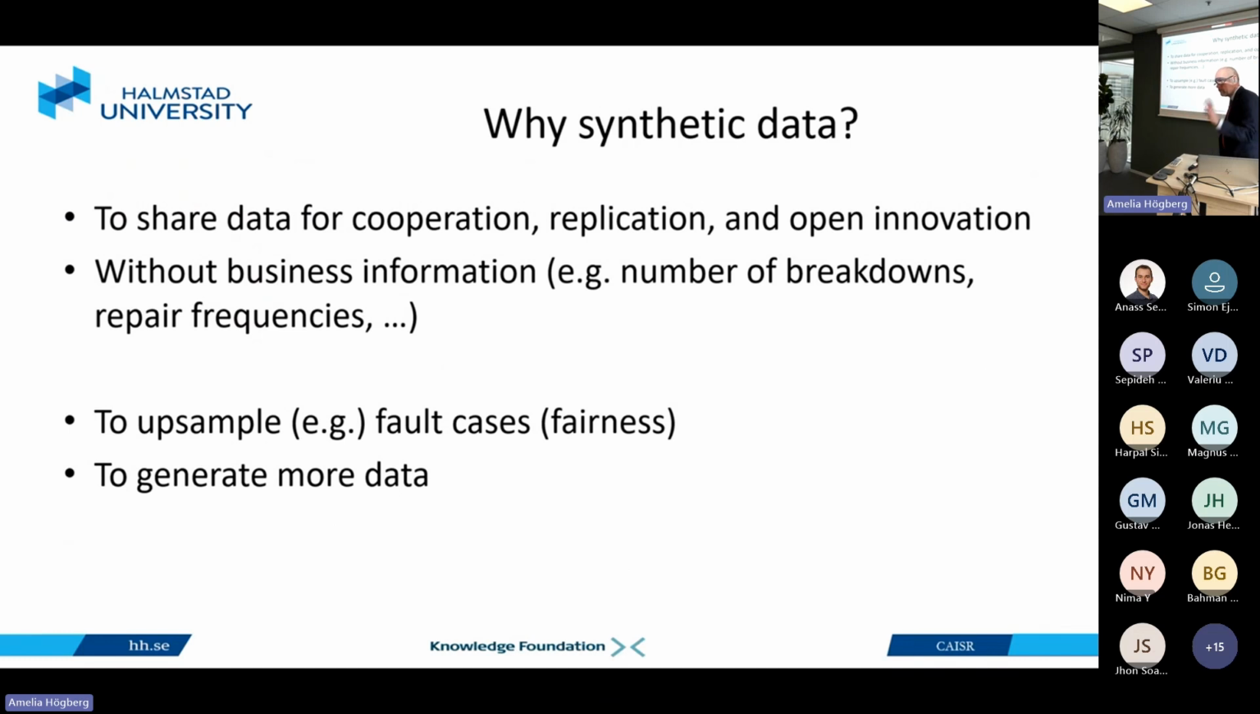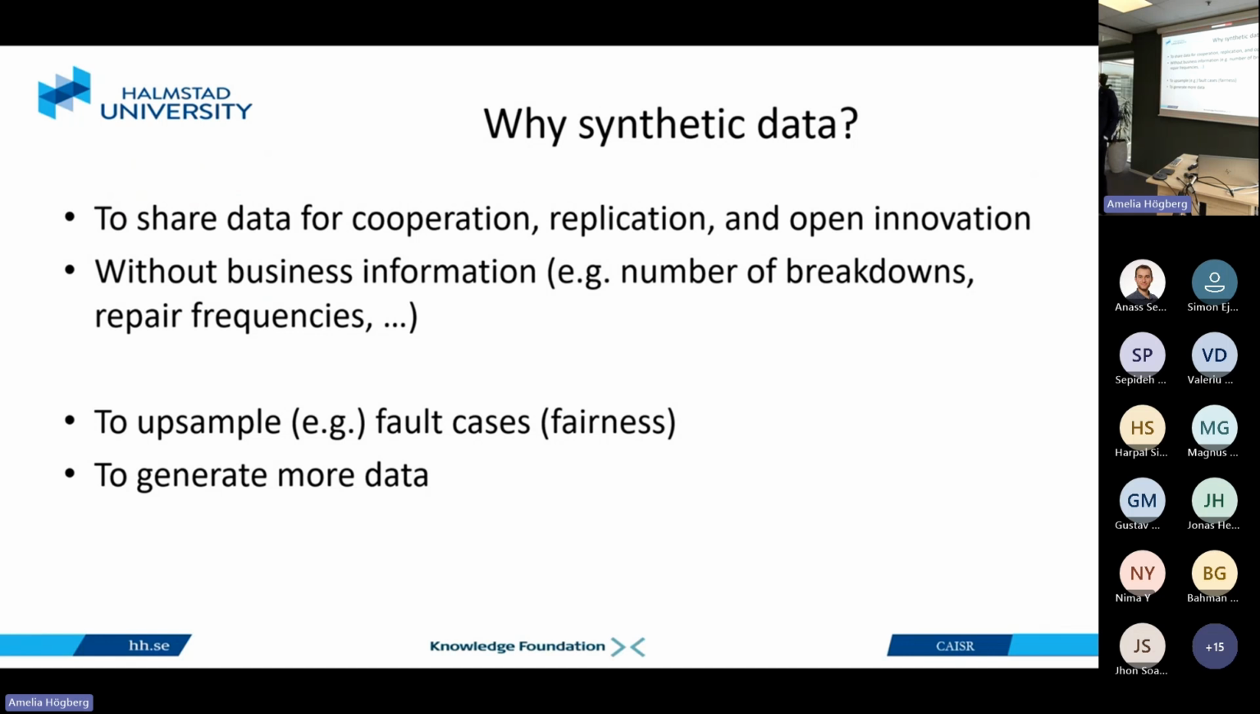So why do we then work with synthetic data? Well, clearly to share data for cooperation, and we can share that without this business information. And we could also imagine, if we have a way to create synthetic data, we could create data that we don't have that much of. It's a wet dream, of course.